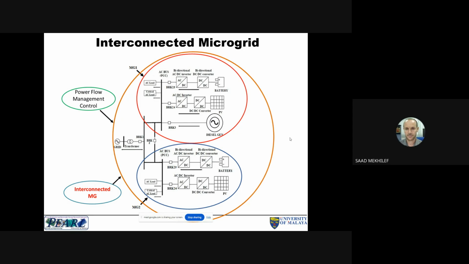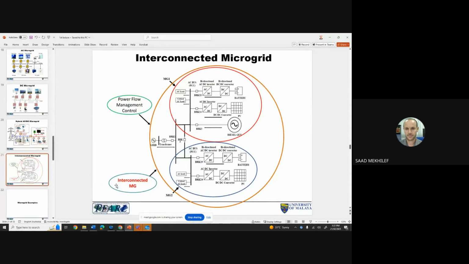I know it's a bit confusing between hybrid and interconnected. When we say interconnected microgrids, it means the grids are connected to each other. For example, here, this grid is connected to this grid, so they can exchange the power without going to the bus of the grid. Maybe I will go back to the other one.